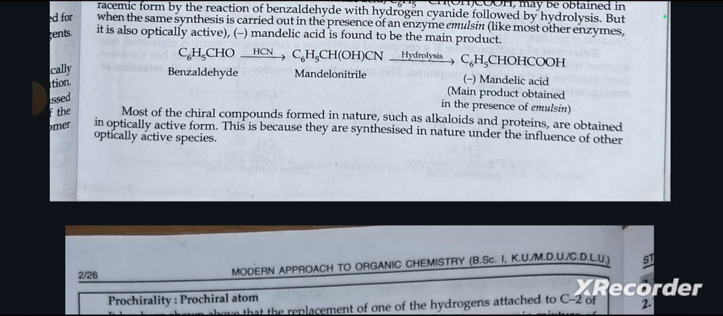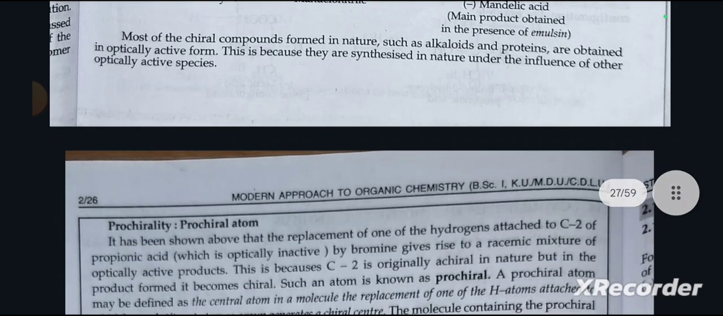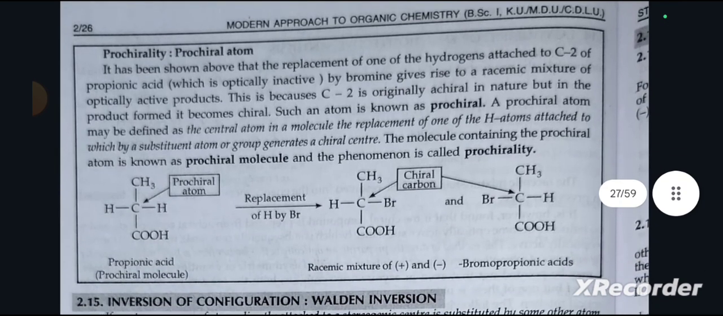C6H5CHO, benzaldehyde, in presence of HCN gives C6H5CHOHCN, mandelonitrile. Mandelonitrile then on hydrolysis gives C6H5CHOHCOOH, minus mandelic acid, main product obtained in the presence of emulsin. Most of the chiral compounds formed in nature, such as alkaloids and proteins, are obtained in optically active form. This is because they are synthesized in nature under the influence of other optically active species.